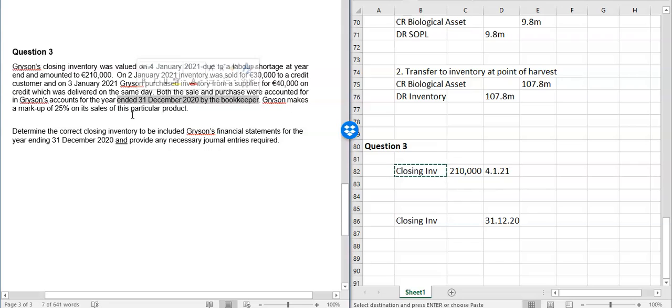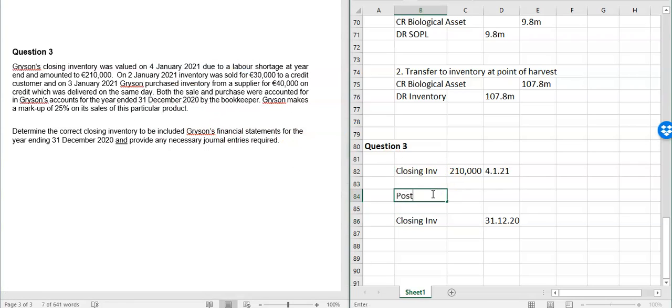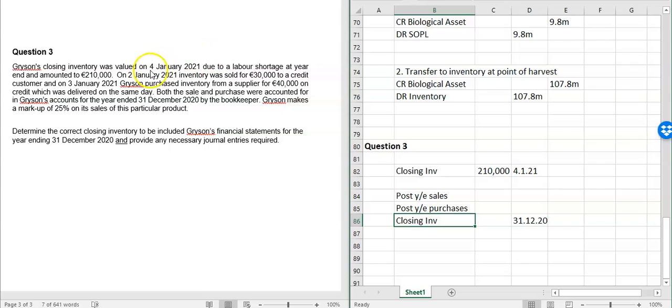And Gryson makes a markup of 25% on its sales. So the key thing we want to know is this is post-year end sales, post-year end purchases. Think about the sales. These sales happened on the 2nd of January. So it means that inventory would have been there on the 31st of December, but it wasn't there on the 4th of January. So if we're reconciling back, we need to add back in those post-year end sales.